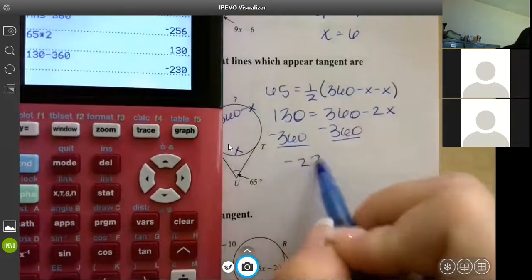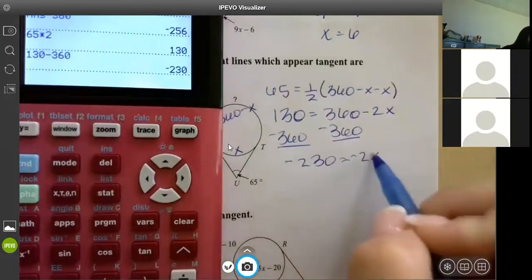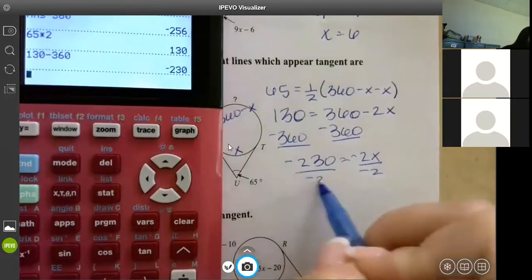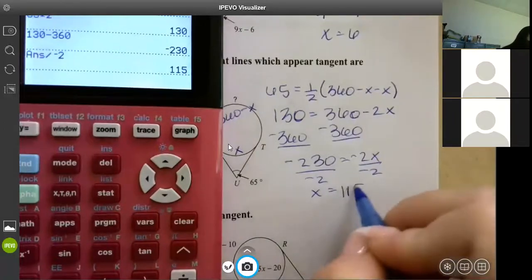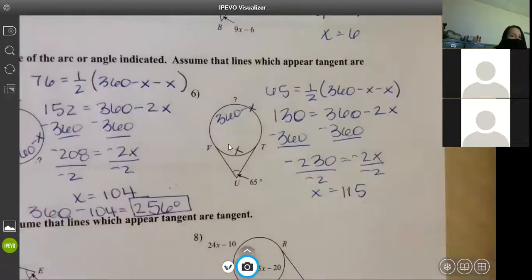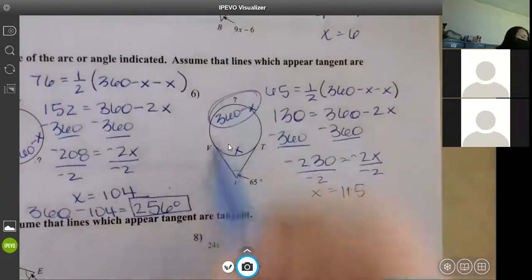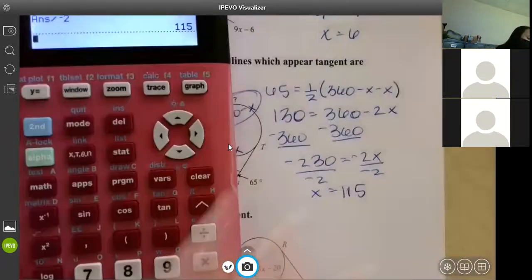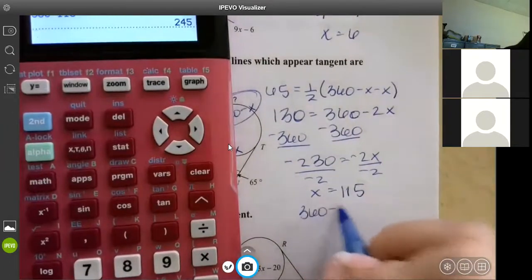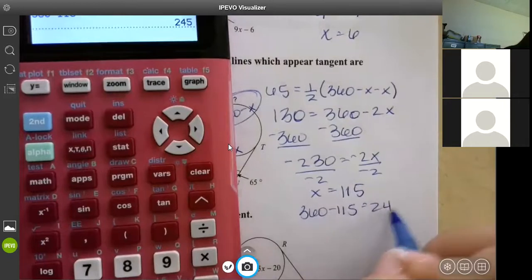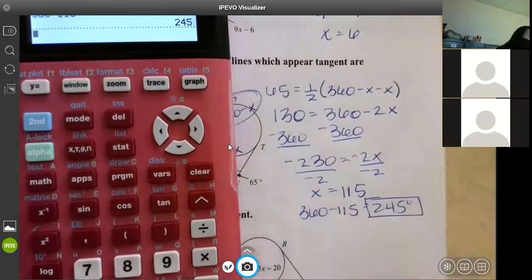We get negative 230 equals negative 2x. Divide by negative 2 and we get x equals 115. It didn't want x. It wanted the question mark. 360 minus 115, which gives us 245. Again, watch that. If it's multiple choice, it's probably going to show the 115 on there. So just be aware of what they're asking for.